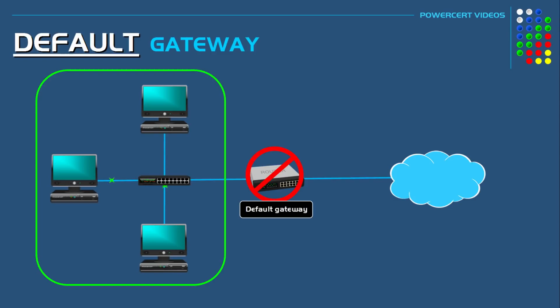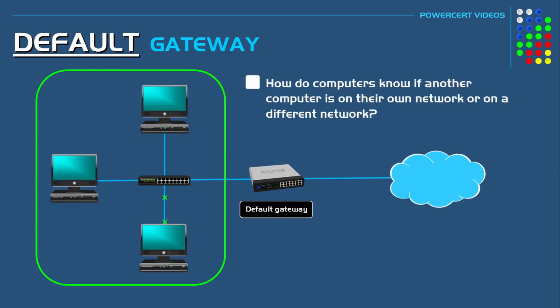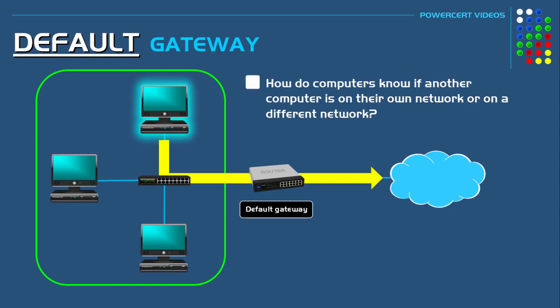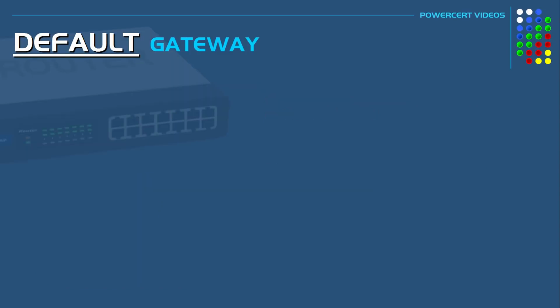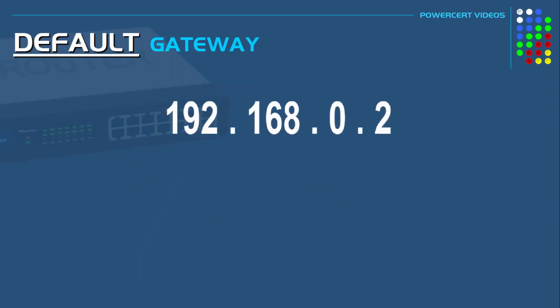So this brings us to our next question. If these computers wanted to communicate with another computer, how do they know whether that computer is on their own network or on a different network? Because as I stated before, if this computer wants to communicate with a computer on the same network, it can just talk directly to it. But if it wants to communicate with a computer on a different network, it has to go through the default gateway. So again, how does it know? This is where the IP address and subnet mask come in.